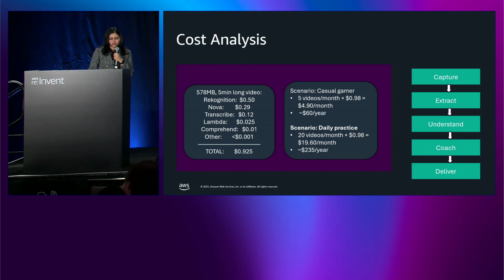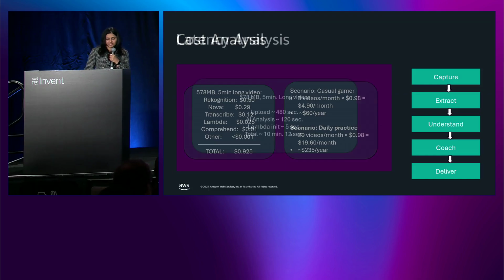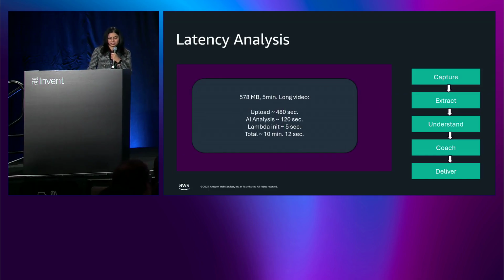So yeah, for a casual gamer, if I have 5 videos per month, it will be $50 per year, or for 20 videos per month, it would be $235 per year, roughly. Latency analysis, the latency, like I said, it did take a lot of time to upload. It almost takes like 8 minutes to upload. So this is one area where I would like to improve it further.